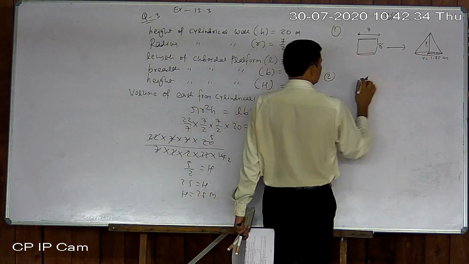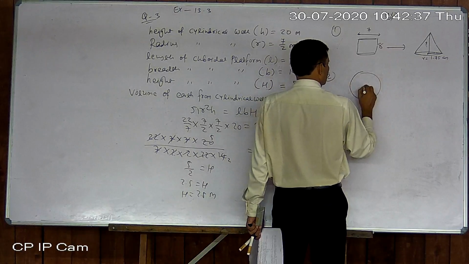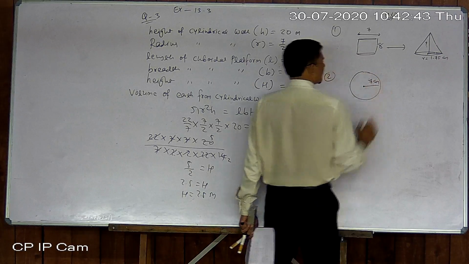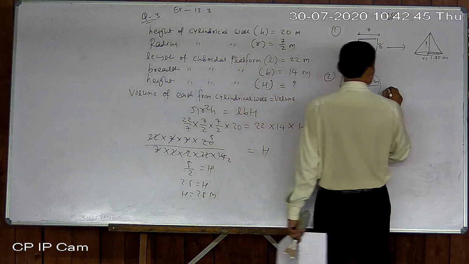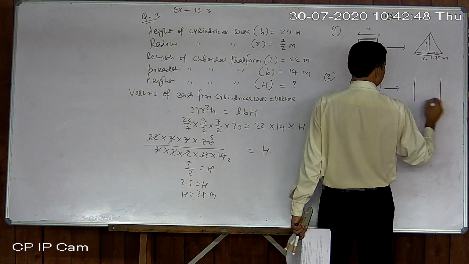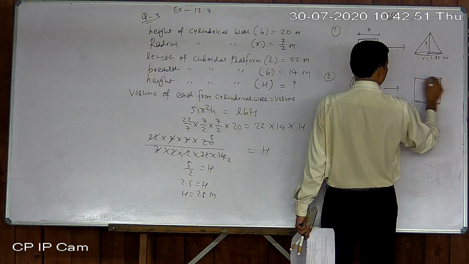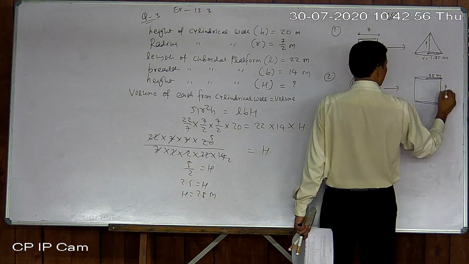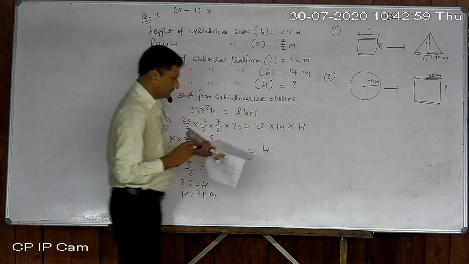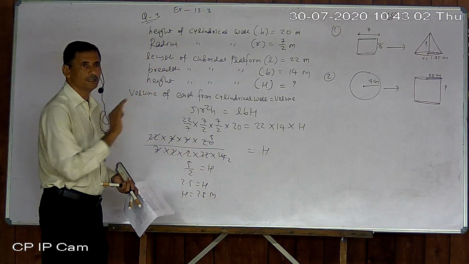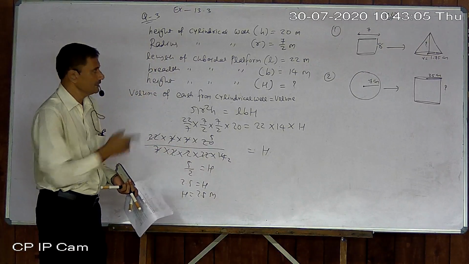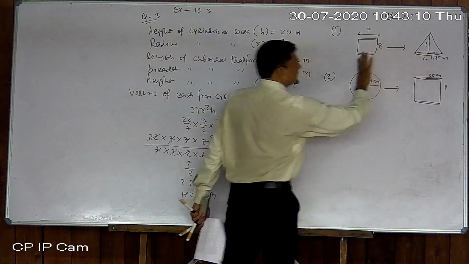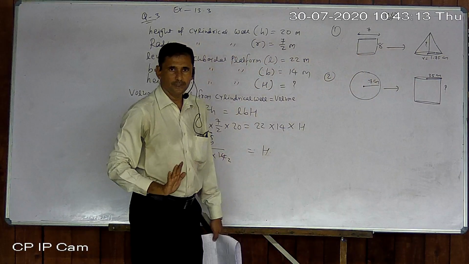Next, a sphere of radius 7 centimeter is melted and a cylinder is formed of radius 3.5 centimeter. Find the height. So two sums of conversion type are in homework. They are extra. I hope you understand. Everything is clear: what is formed, what is melted, the shapes are clear. So try to solve it.